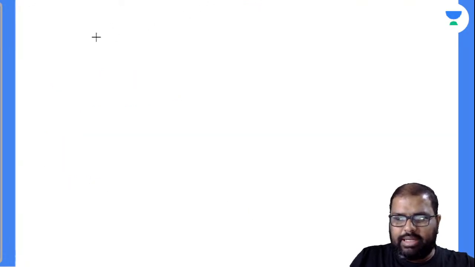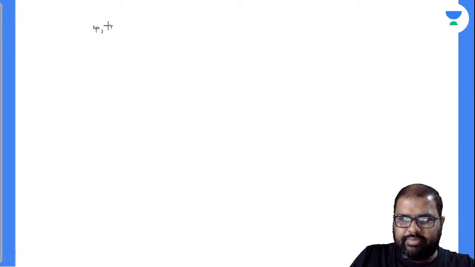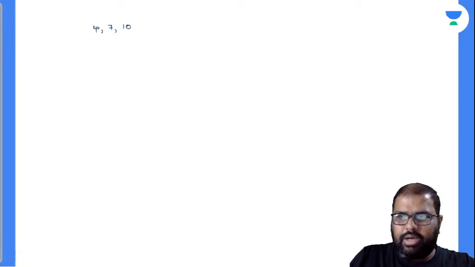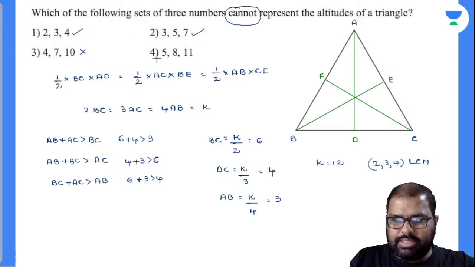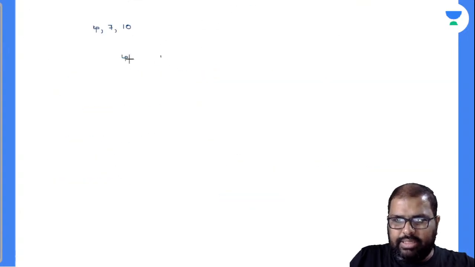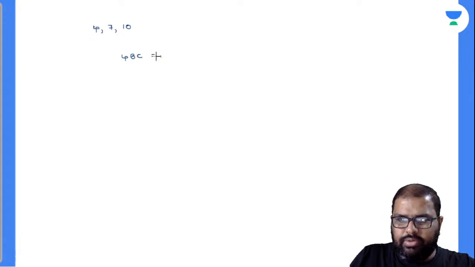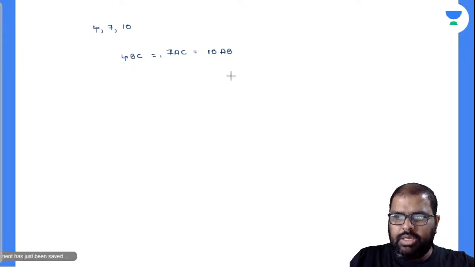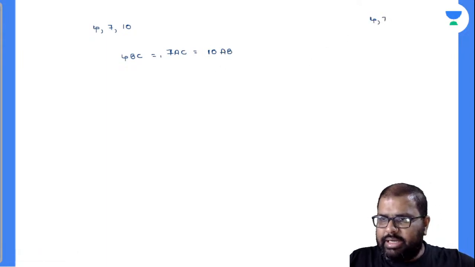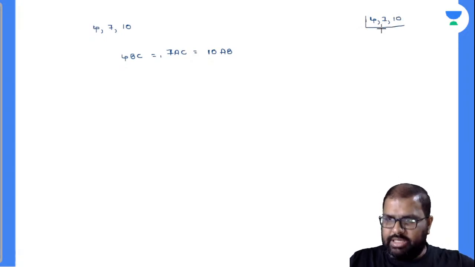4, 7, 10. I'll take down the same values there. BC is equal to, I can take it down like this. 2 into BC, 4 into BC is equal to 3 into AC, and 7 into AC is equal to 10 into AB. So automatically for 4, 7, 10, take the LCM: 2 into 5. 4 fives are 20, so what does it become? 140.